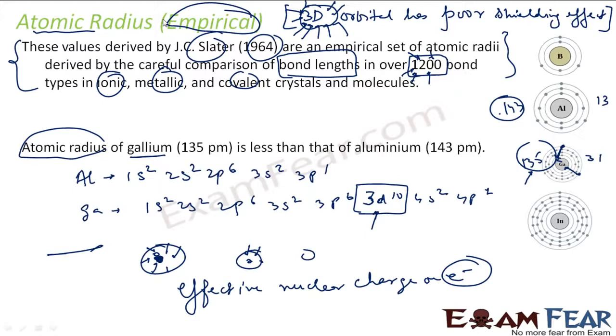Correct? Hope you understand this. If you go down the group, in the case of gallium, it has 3d10 orbitals, and 3d orbitals have a poor shielding effect. Since it has poor shielding effect, the effective nuclear charge on these electrons due to the gallium nucleus is more. So these electrons have a tendency to come closer to the nucleus, and thus it contracts and the size decreases.